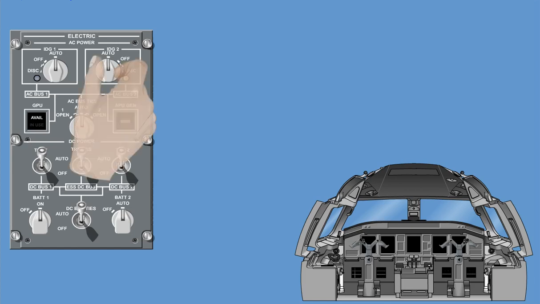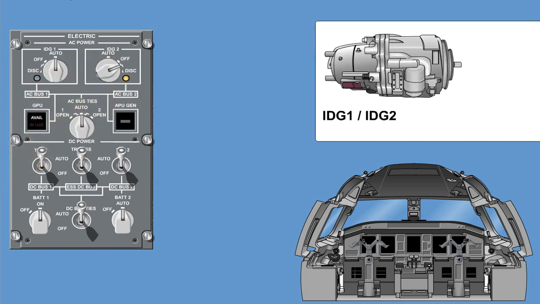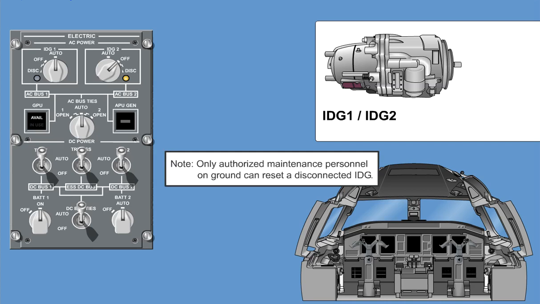By selecting the knob to the disconnect position and holding it in this position for 1 second, the IDG will be mechanically disconnected. Note, only authorized maintenance personnel on ground can reset a disconnected IDG.